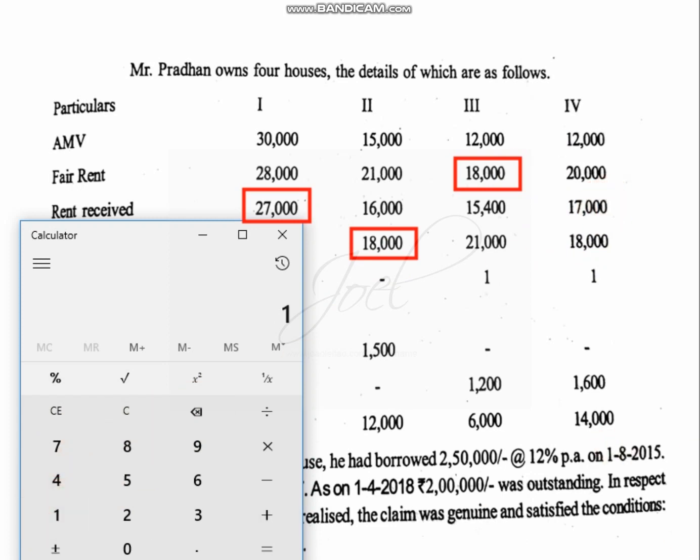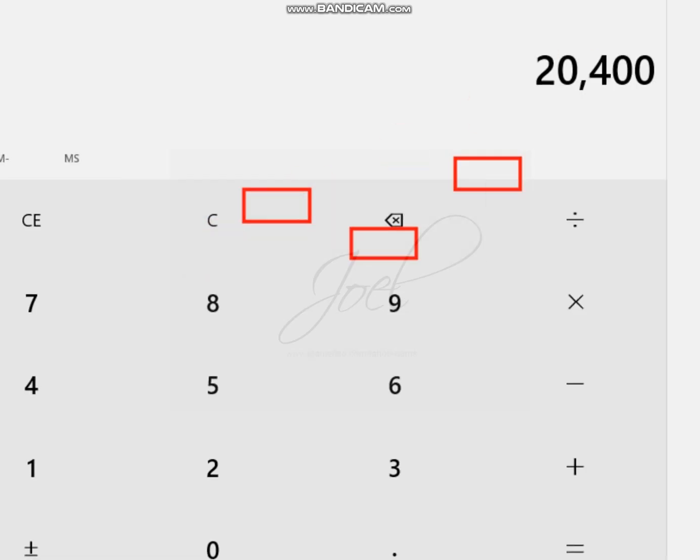1,700 into 12 I have to do, into 12. So 20,400 it will come. What is my amount of expected rent? Expected rent is only 17,000, no, 18,000. So 18,000 is my expected rent.